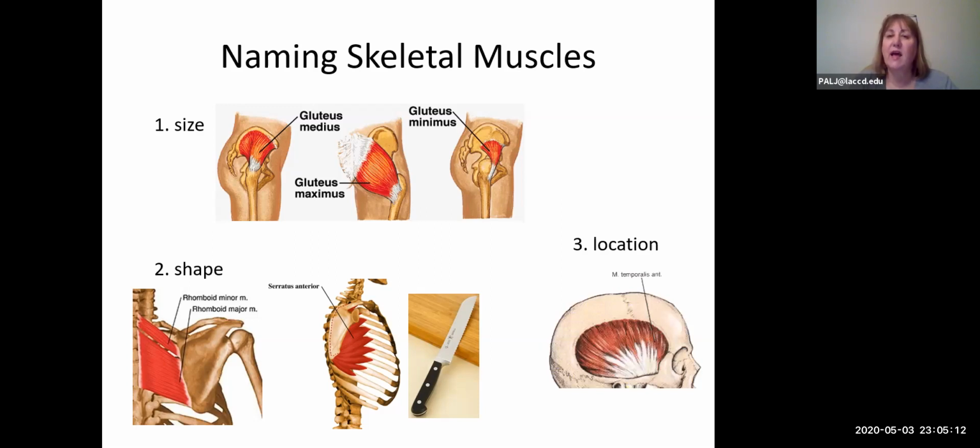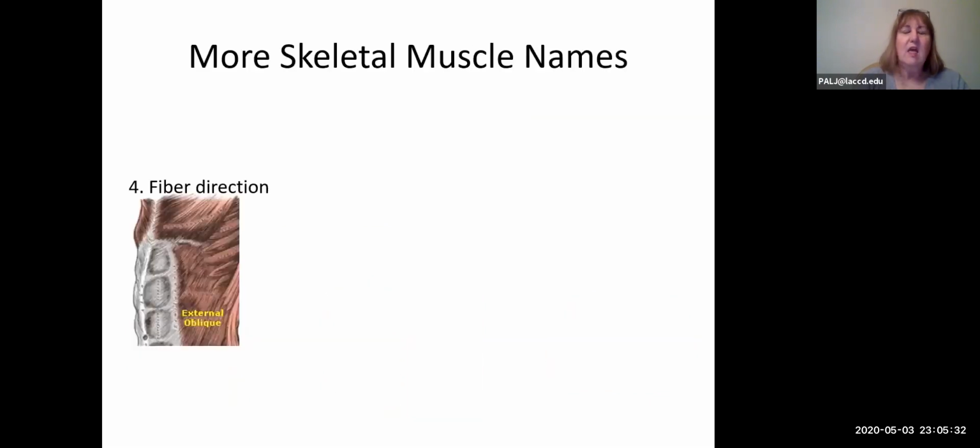A third example has to do with location. So a muscle overlying your temporal bone would be called the temporalis. Here we have a frontalis. Back here we have an occipitalis. Over the subscapular fossa, we would have a subscapularis. So the word is telling you where it is, so you don't have to learn where it is.